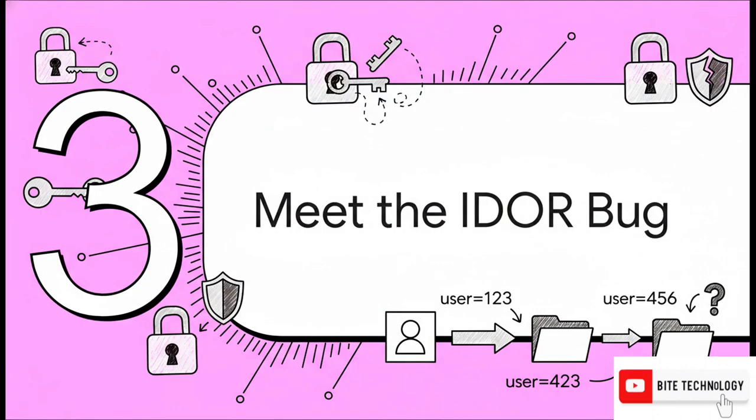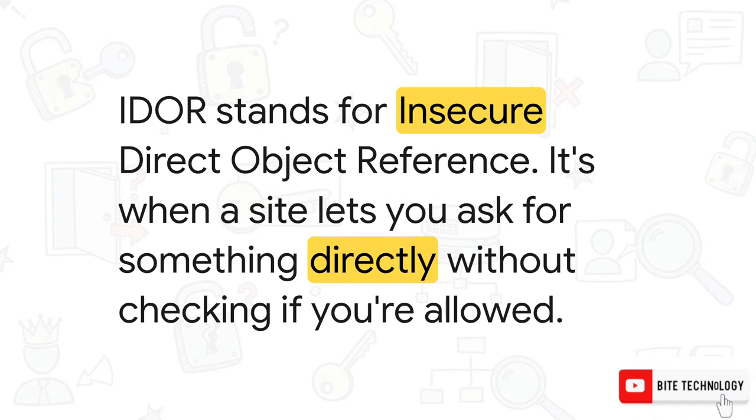Okay, let's zoom in on one very specific and incredibly common type of access control flaw. It's called an IDOR. It stands for Insecure Direct Object Reference. Yeah, I know, it's a bit of a mouthful, but the idea is really, really simple. It's a bug where a website lets you ask for something directly, like a user profile or a private message, without properly checking if you're the person who's actually supposed to see it.